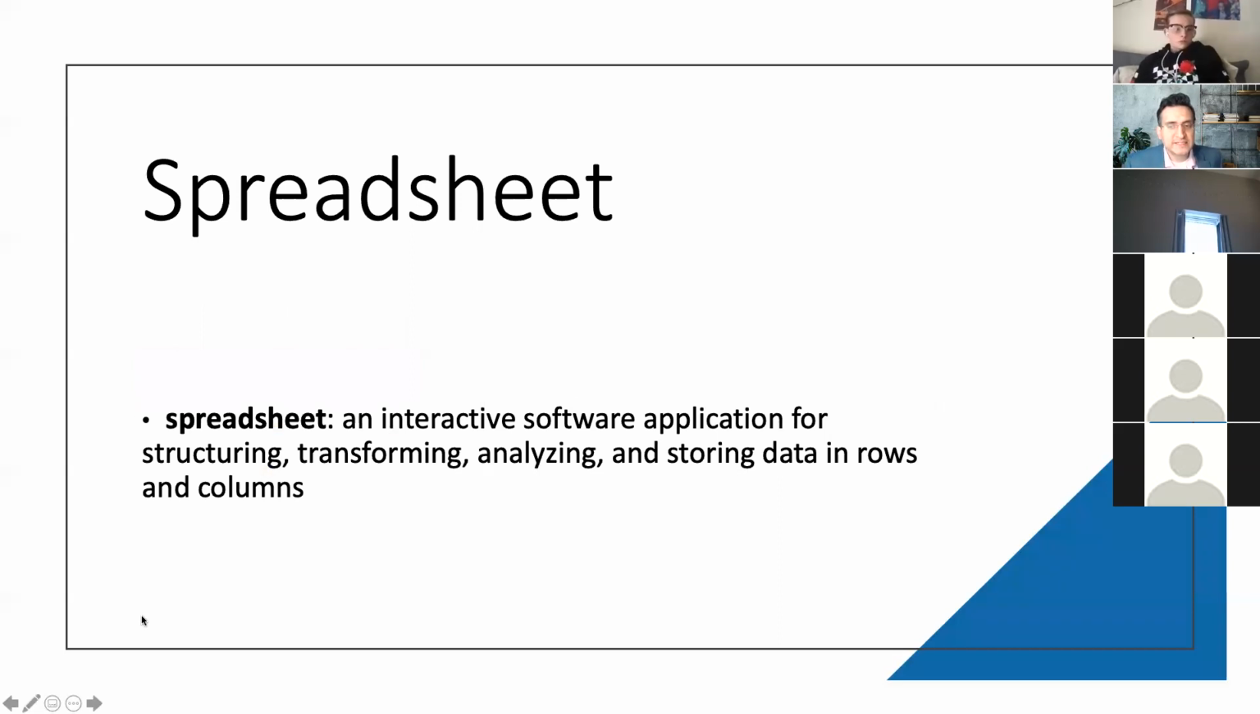A spreadsheet is an interactive software application because we're doing it on the computer, right? We're not doing it on a piece of paper, although we can, but it becomes very hard when you've got lots of data. And what it does here is, the keyword is structure, so structuring it, but we can do a lot more than just putting it there. We can actually even transform the data. Why would you want to transform the data?